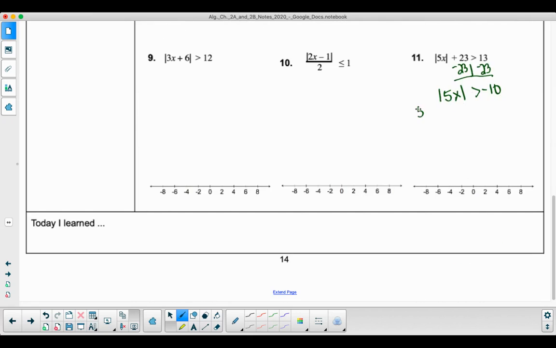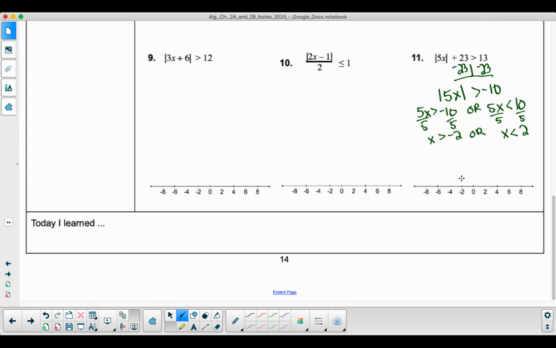So we're going to say 5x is greater than -10, or 5x is less than +10. Because remember, once you switch to the opposite symbol, switch to positive, you have to turn around that inequality symbol there. All right, if we solve this, divide both sides by 5. So x is greater than -2, or divide this one by 5. x is less than +2.